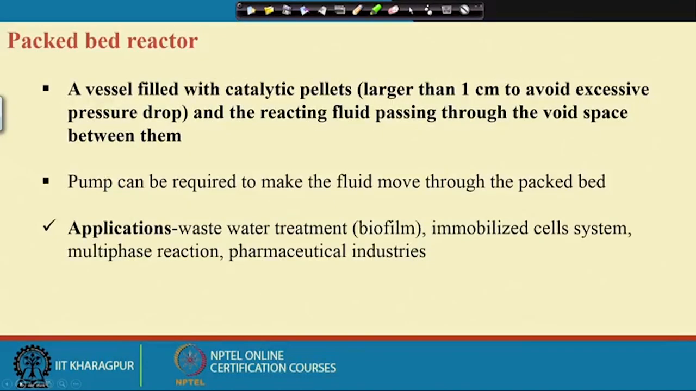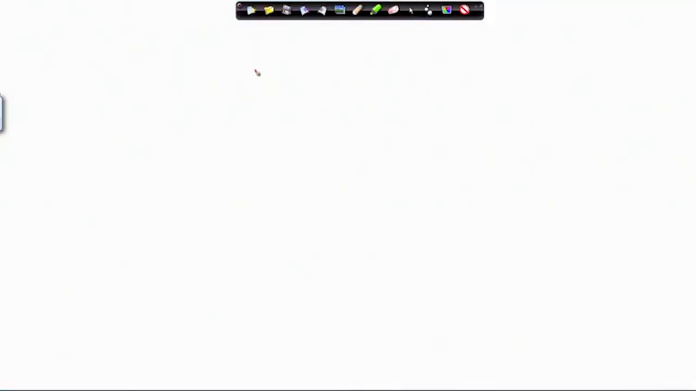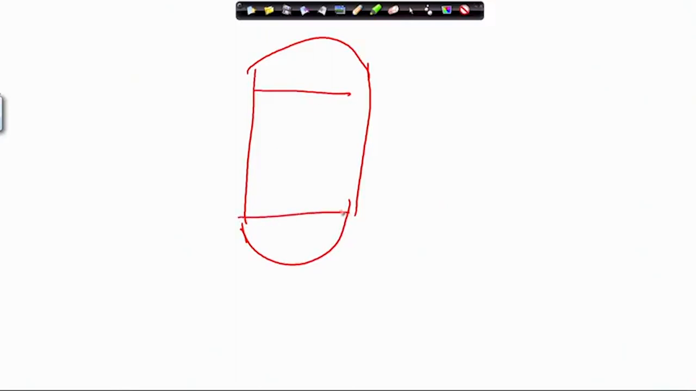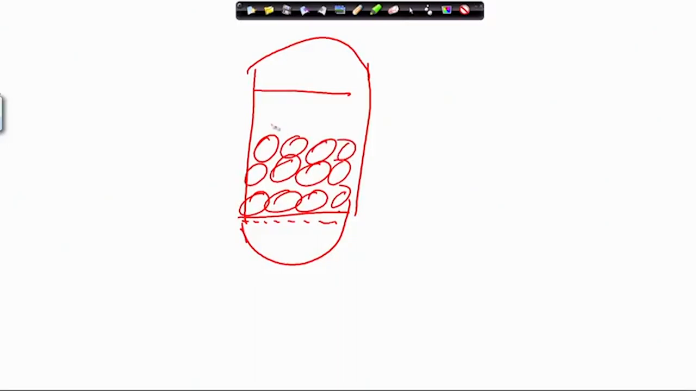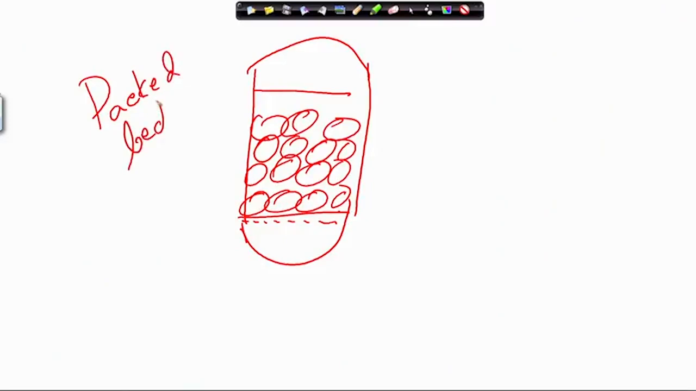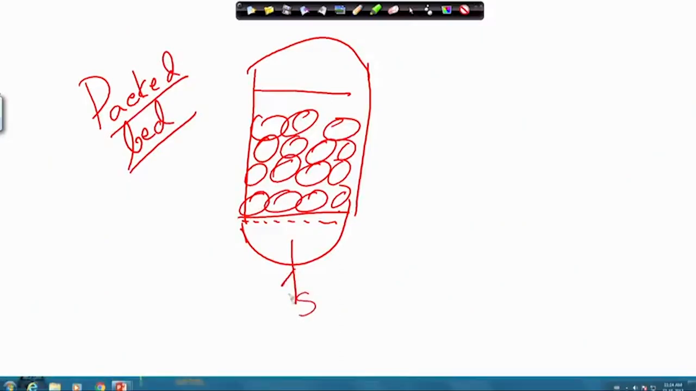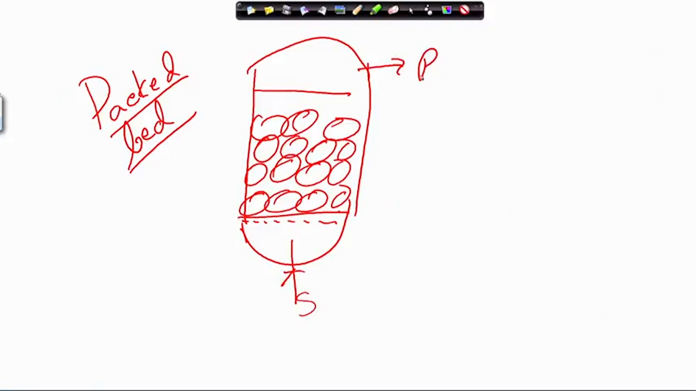Now, let me discuss the packed bed reactor. Let me show you the packed bed reactor. Suppose this is a packed bed reactor, the tubular, cylindrical reactor, and this is a perforated disc, and here you pack the solid material like this. They are lying one after another like this. This is what we call a packed bed reactor. So, you pass your substrate and you take out the product like this. This is the packed bed.